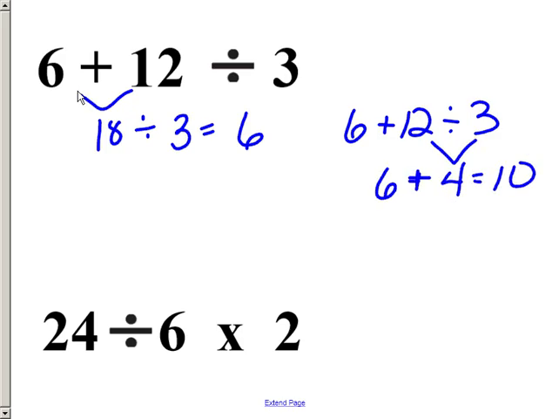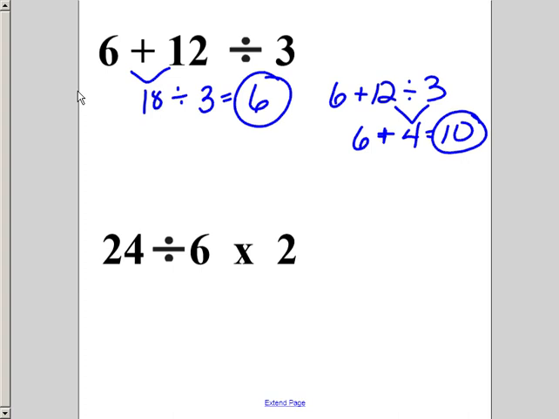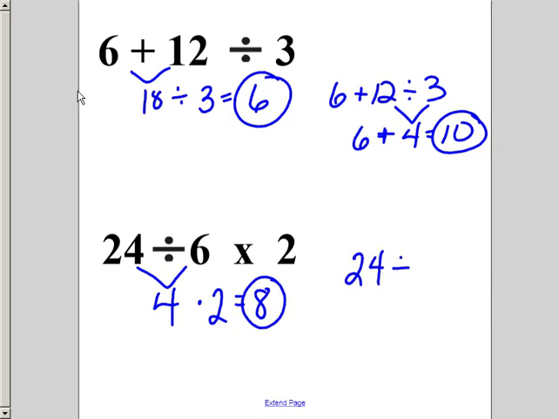It's really important that we all understand how to do it in order, and that there's a common way that we all do it, because if we all choose to do it our own way, then we're going to end up with different answers. Another example of that, 24 divided by 6 is 4, and 4 times 2 is 8. So doing it that way, we would get 8. But if we did the 6 times 2 first, then 6 times 2 is 12, and 24 divided by 12 is 2.